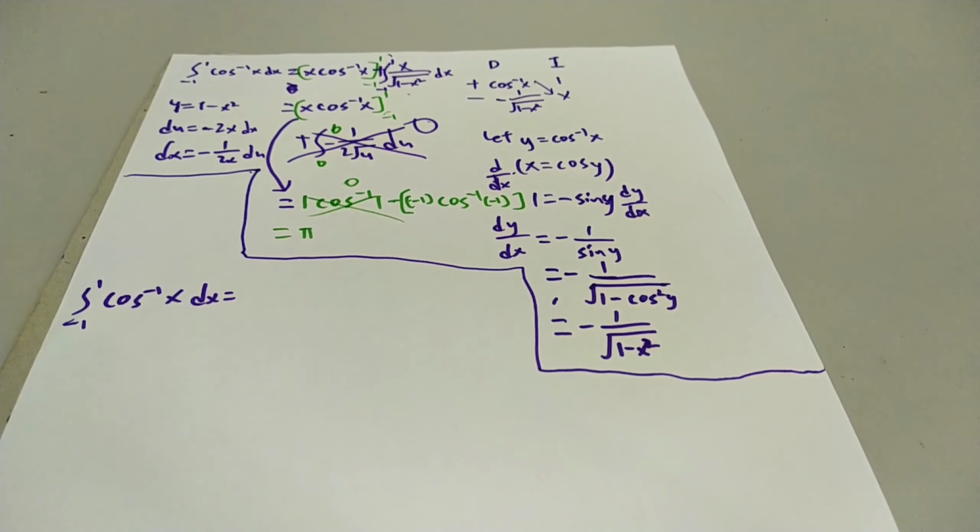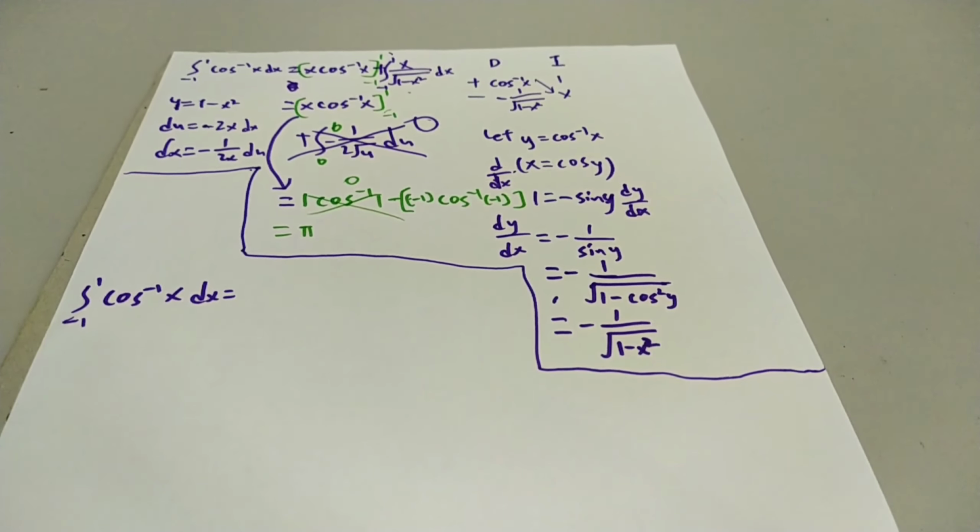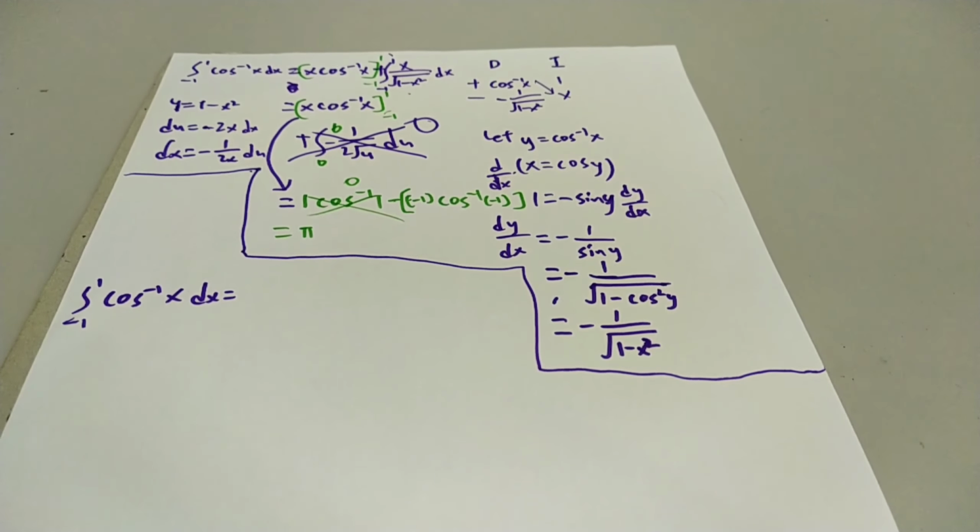Now let's talk about the second method to integrate the inverse cosine of x dx, where x goes from -1 to +1. In the previous video, I already talked about how to solve the integral of inverse cosine of x dx from -1 to 1 using integration by parts. The second method here is to apply some trigonometric substitution.